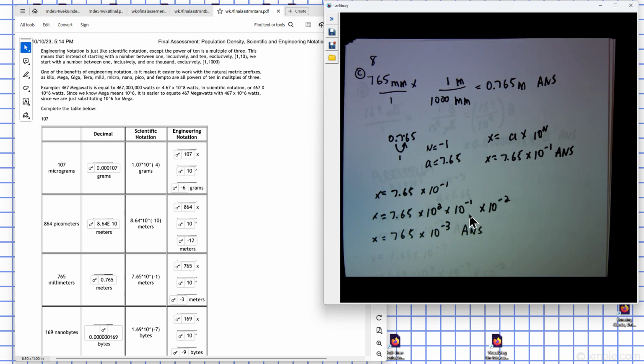C, you have 765, and you want to convert that to meters. So I have 1 meter here in millimeters. 1 meter is 1,000 millimeters. So I multiply this out. 7.65 meters. My answer there.